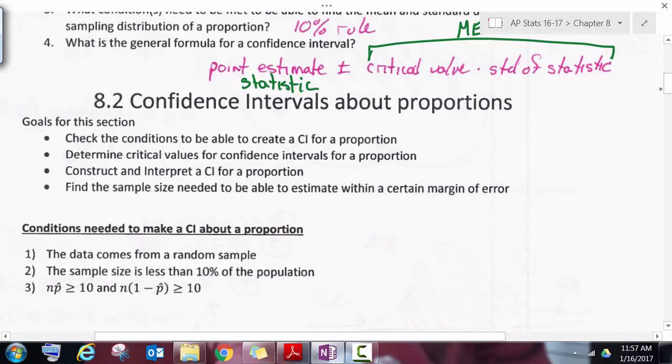So there are 4 things that we're going to do in 8.2. The first one is check the conditions to be able to create a confidence interval for a proportion. So it's very similar to what we did before. Then we determine critical values for confidence intervals for a proportion. So we have our critical value here. Well, we didn't really talk too much about it, and we have to find that. Construct and interpret a confidence interval for a proportion. Find the sample size needed to be able to estimate within a certain margin of error. Those are the 4 things.